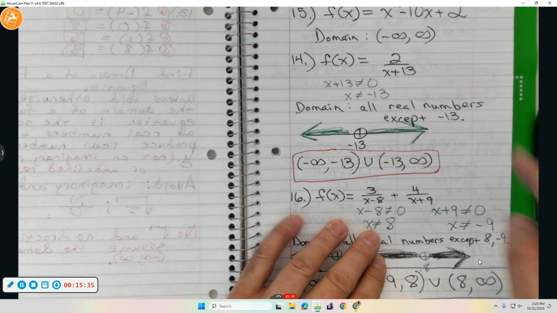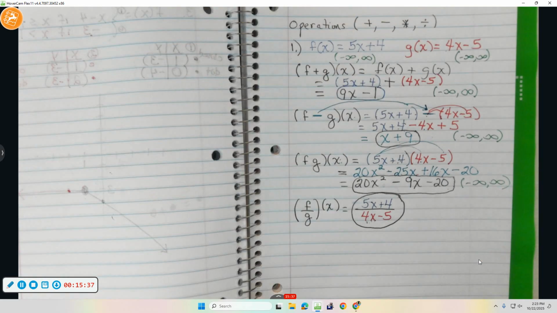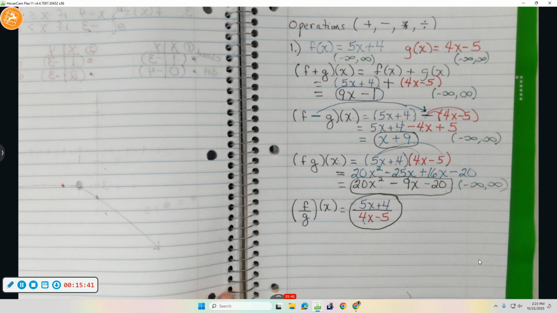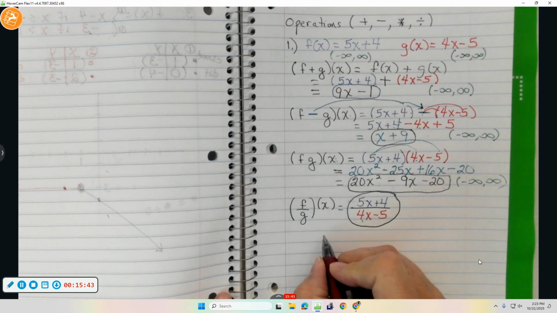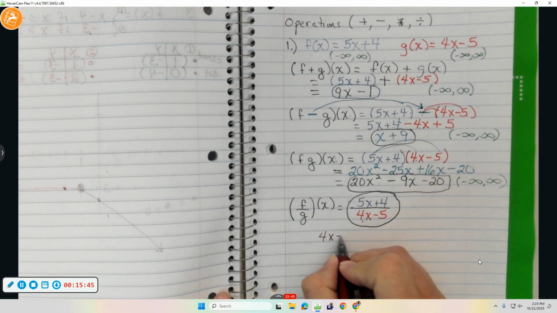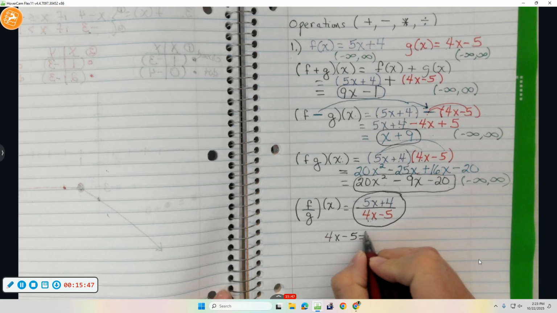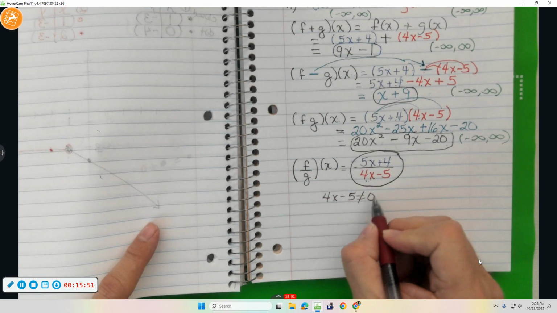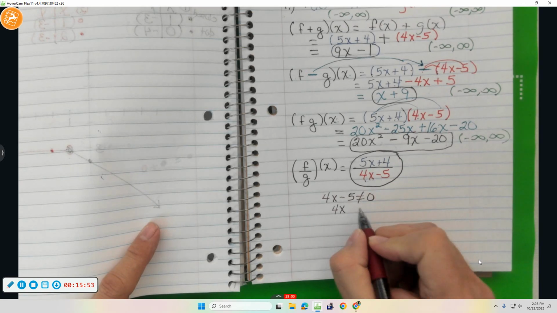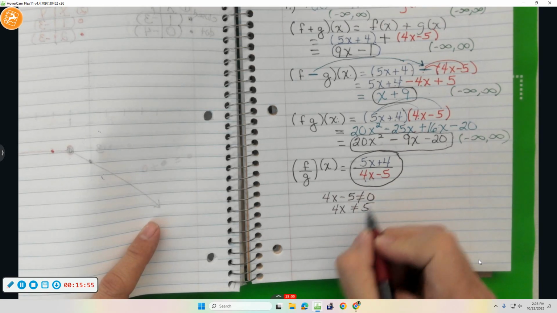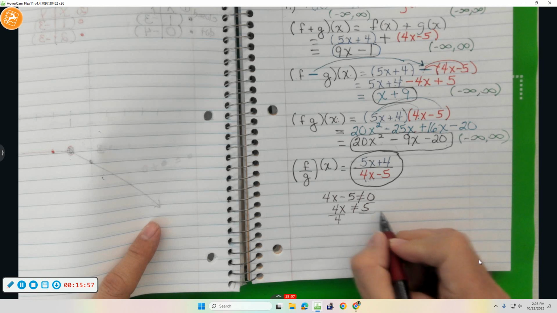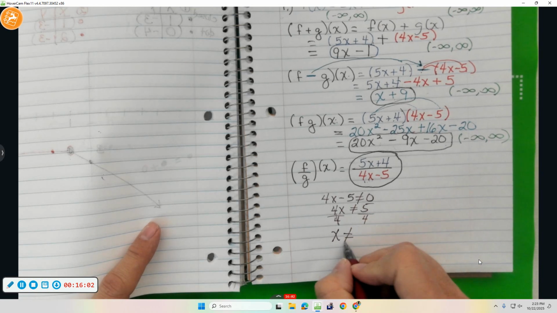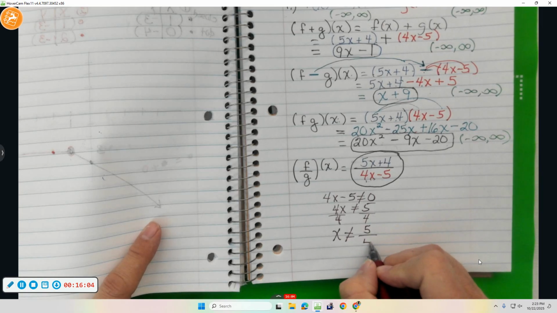So we're going to have to do the same thing here on this one. The denominator can't be 0. So we say 4x minus 5 can't be 0. So move the 5 over and divide by 4. So there's only one number x can't be. The fraction 5 over 4.